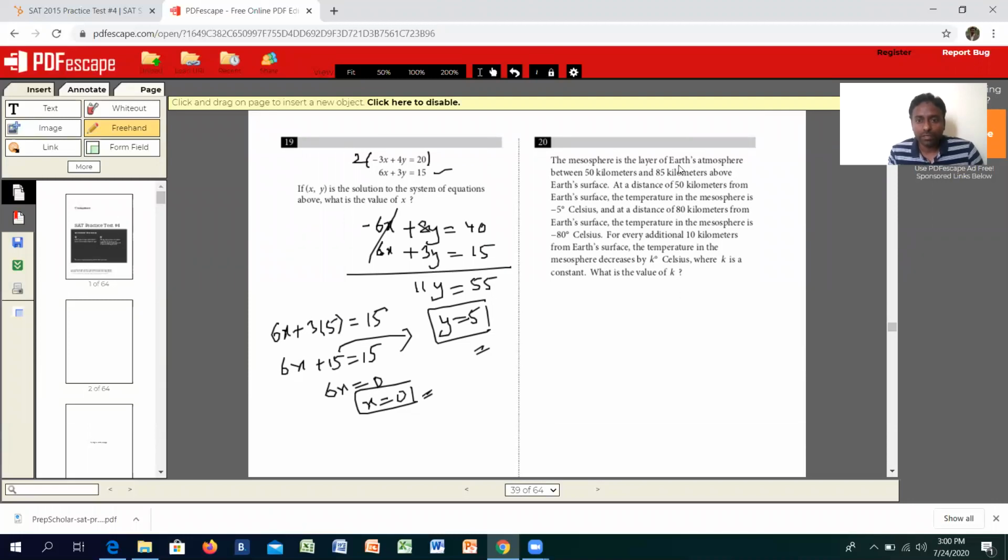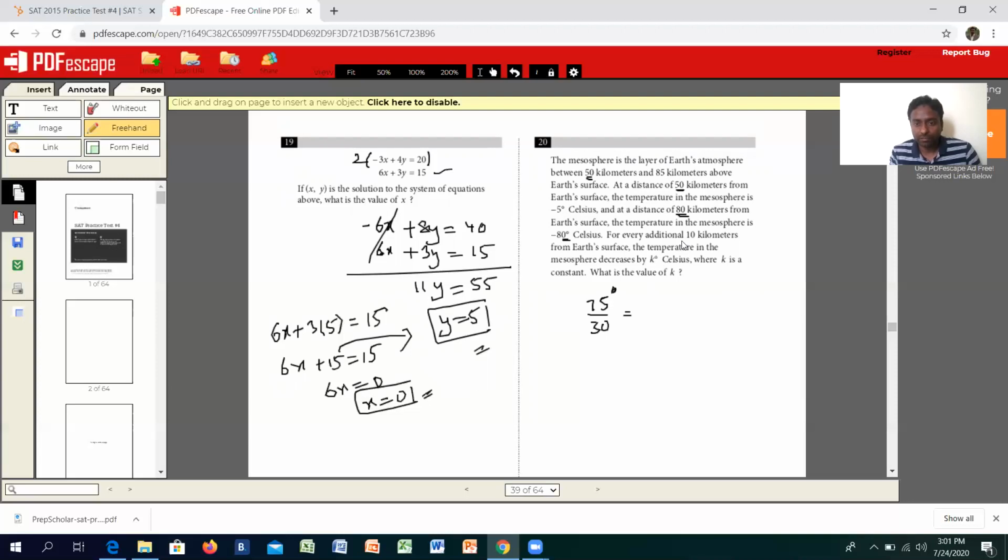The mesosphere is the layer of Earth's atmosphere between 50 kilometers and 85 kilometers above Earth's surface. At a distance of 50 kilometers from Earth's surface, the temperature in the mesosphere is minus 5 degrees. At a distance of 80 kilometers, the temperature is minus 80. It means there is a decrease. From minus 5 to minus 80 is a decrease of 75 degrees. Likewise, from 50 to 80 kilometers is 30 kilometers.